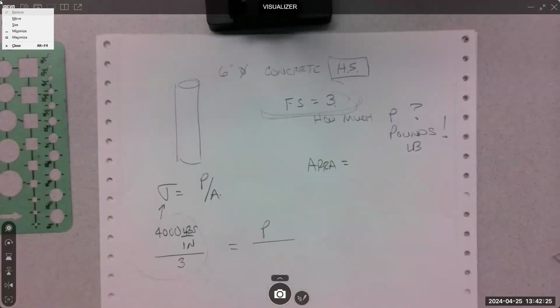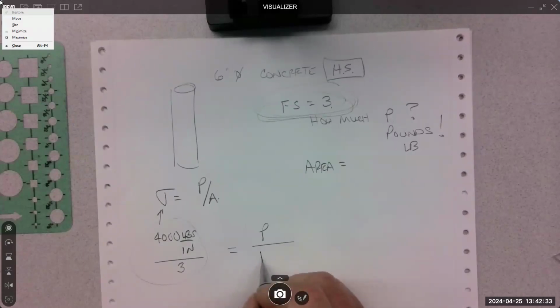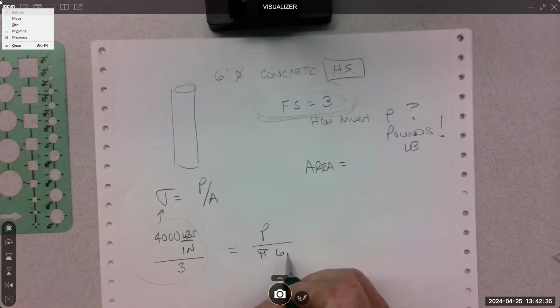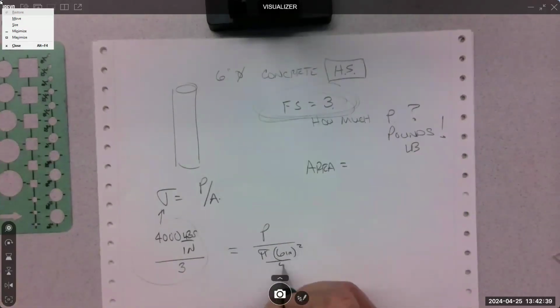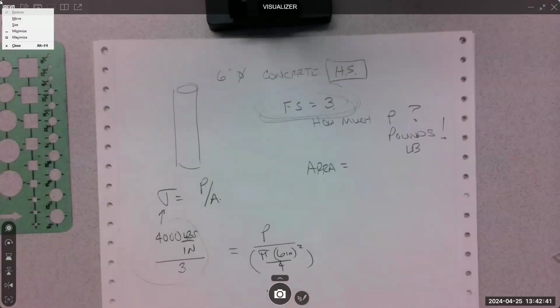What's the area? Either pi r squared or pi d squared over 4, whichever one you want to use. So I'm going to use pi times 6 inches squared over 4. That's going to be my area. High strength concrete, this much of it, how much do you think it's gonna hold? A lot? A little? What do you think? Concrete strong or not so strong? Concrete's pretty strong. Let's see what it holds.